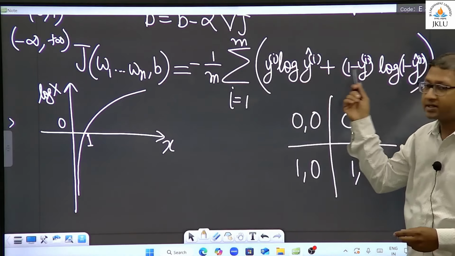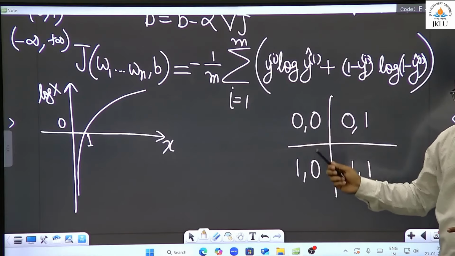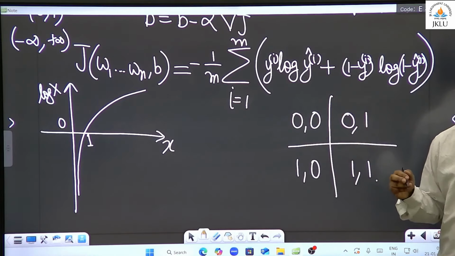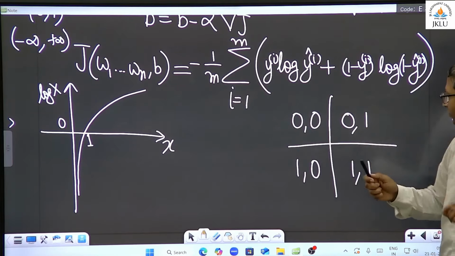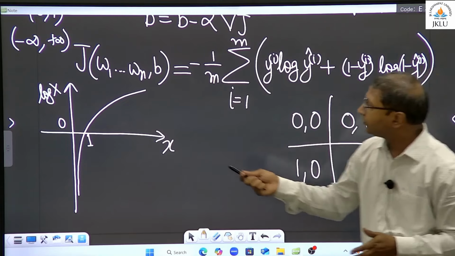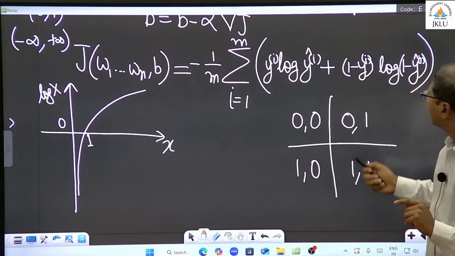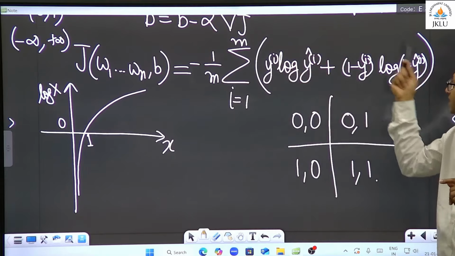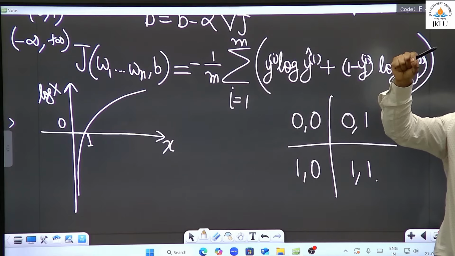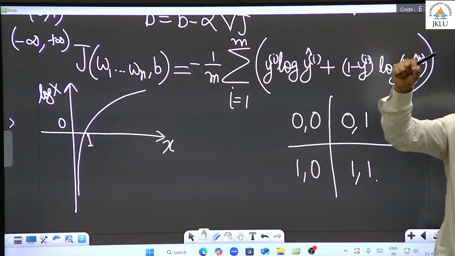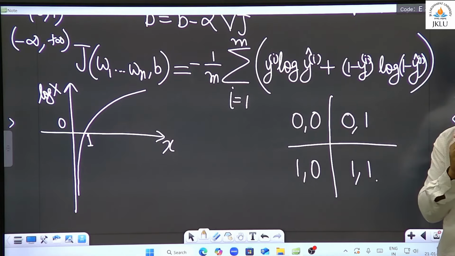So for every example, these four are the best cases in some sense. Your prediction will never be exactly 0 or exactly 1. It will be a number between 0 and 1. So all these will give you something between 0 to minus infinity. Nobody is giving you anything positive.